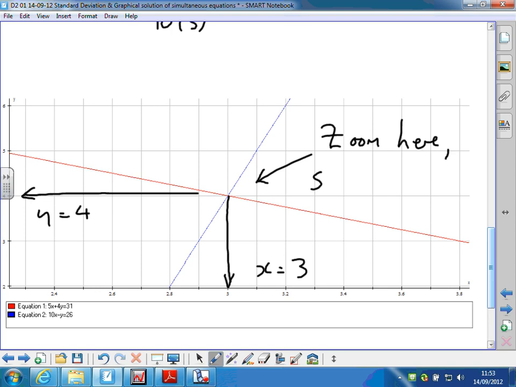So there is an error involved, or an accuracy issue, depending on how well you can zoom in. The fact that they intersect tells you that there is a solution, but the actual accuracy of the result is determined by how well you zoom in. Okay, pause that there for a sec.